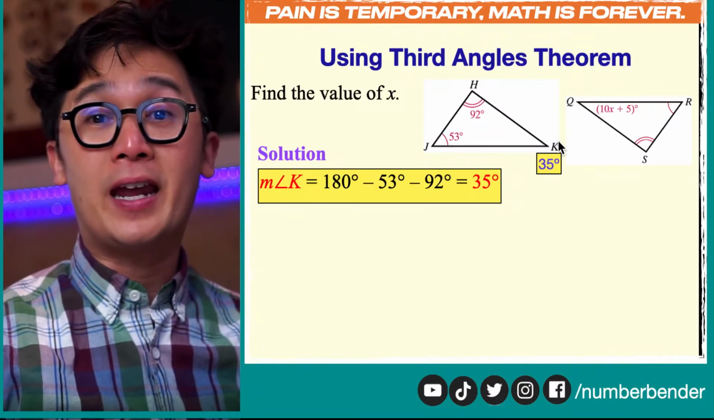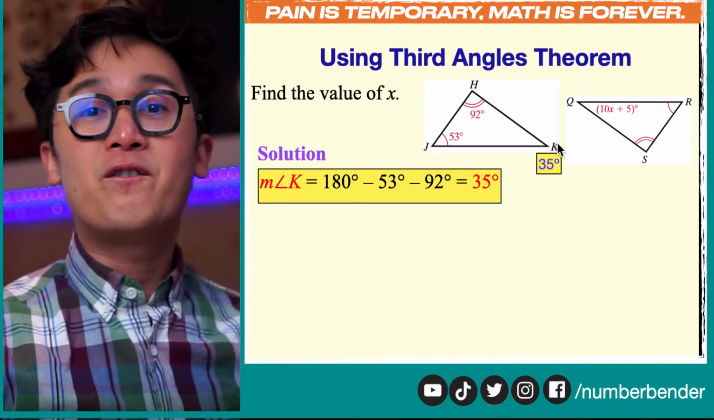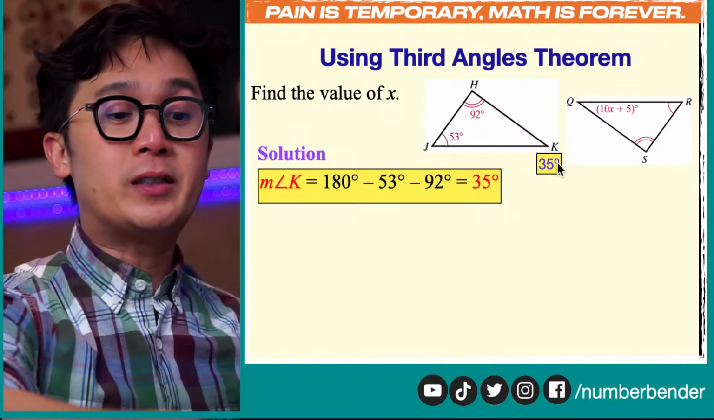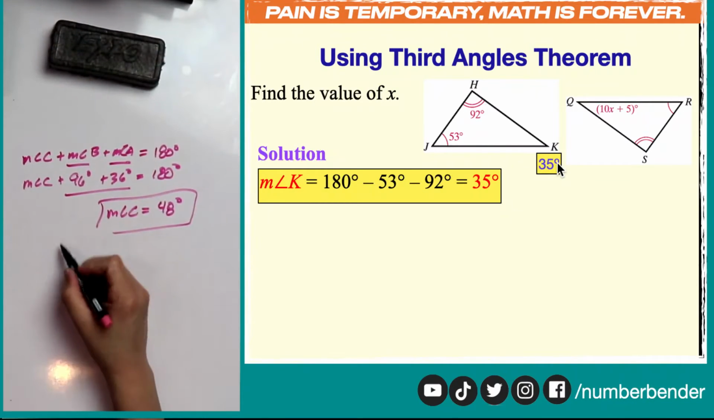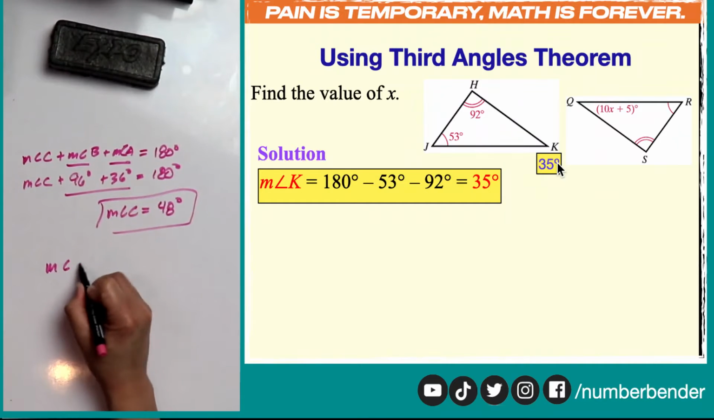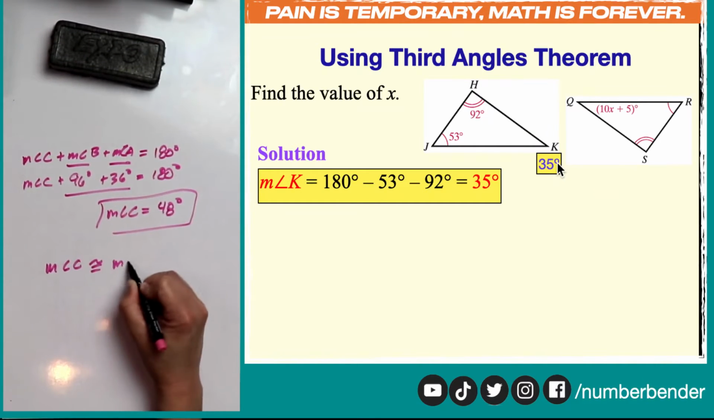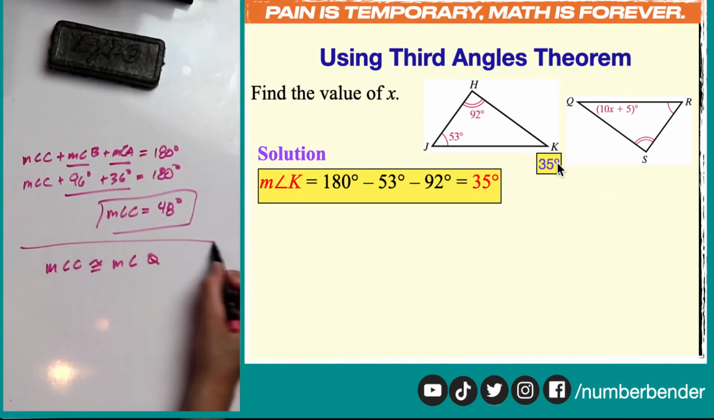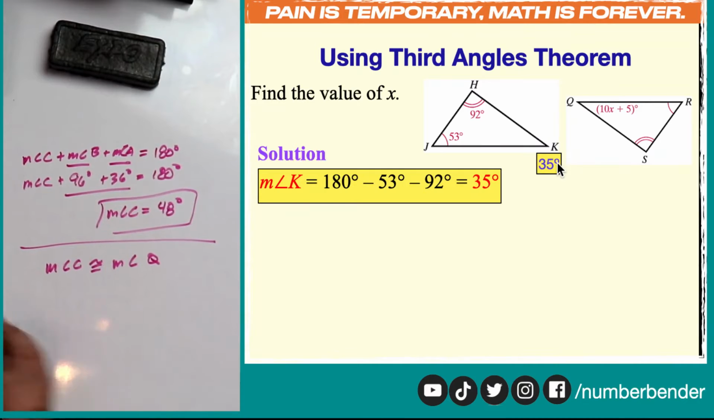So now that we know that angle K is 35 degrees, finding the value of x will be easier because we're going to be using the third angle theorem. If we know that the measurement of angle K is congruent to the measurement of angle Q, why can we establish or write that? Because of the third angle theorem, because we know that J is congruent to R and H is congruent to S, and they are corresponding. So the third angle is also going to be congruent.